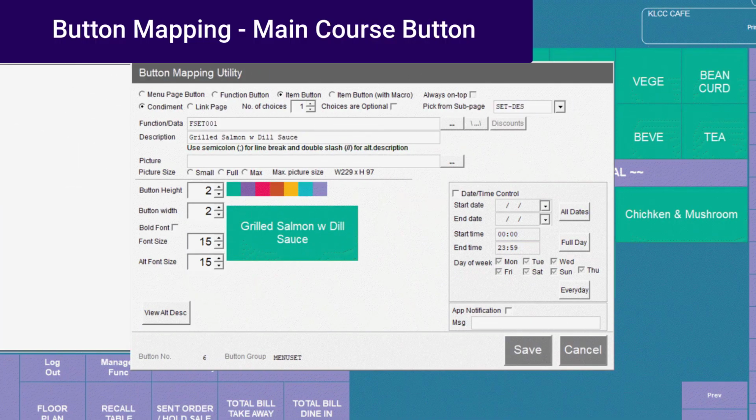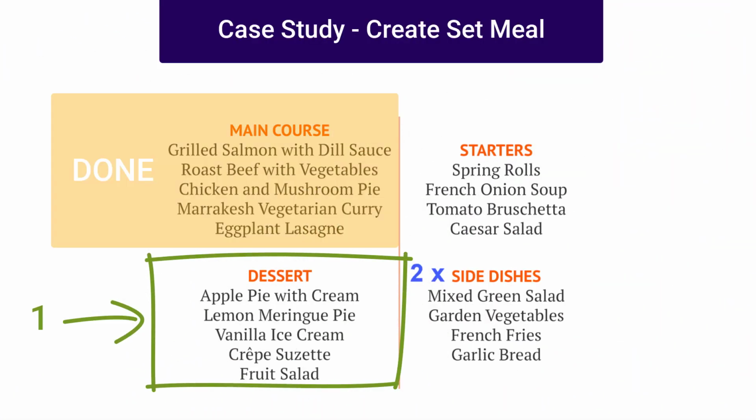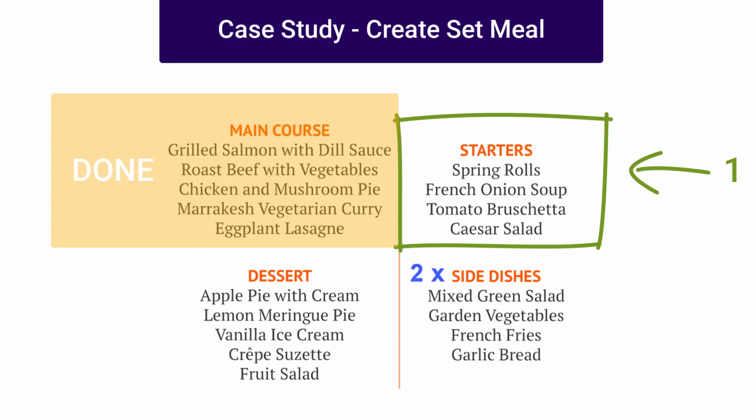Here's the main course button setting. Select this main course item. Compulsory setting required to choose one of the items from this dessert subpage. Main course button mapping is done. Next, continue select this dessert item. Compulsory setting required to choose one of the items from this starter subpage.